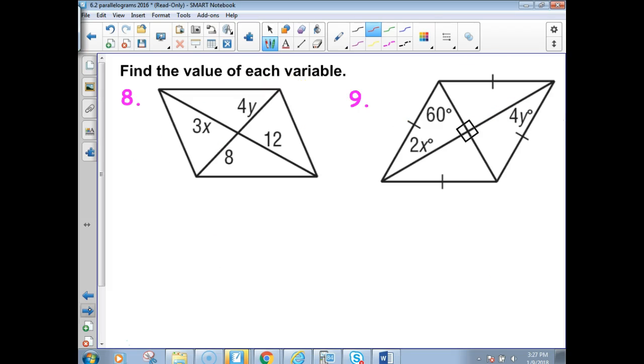Okay, and I'd like to get these two out of the way here. Diagonals bisect each other, so 3x equals 12. That will give you divide by 3, get 4 for x. And then going this way, 4y equals 8. So those are super easy ones. Diagonals bisect each other.